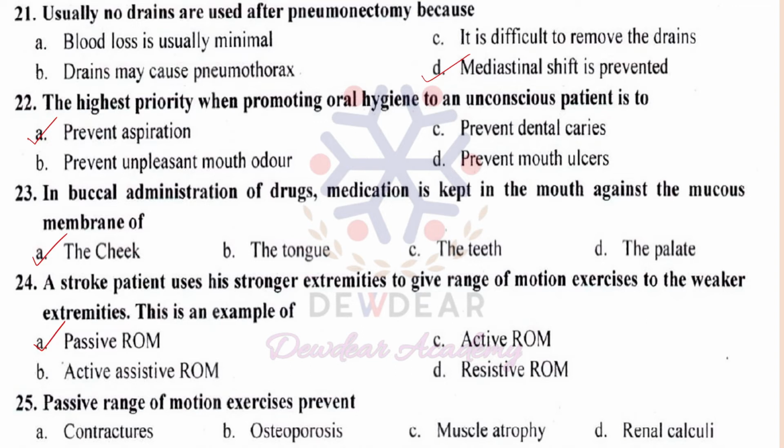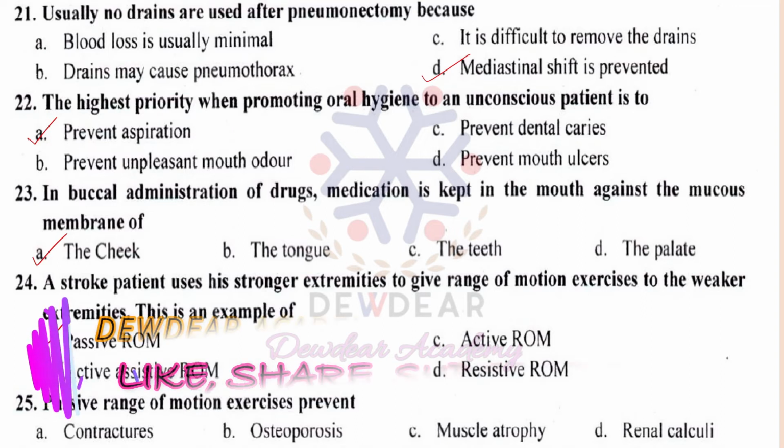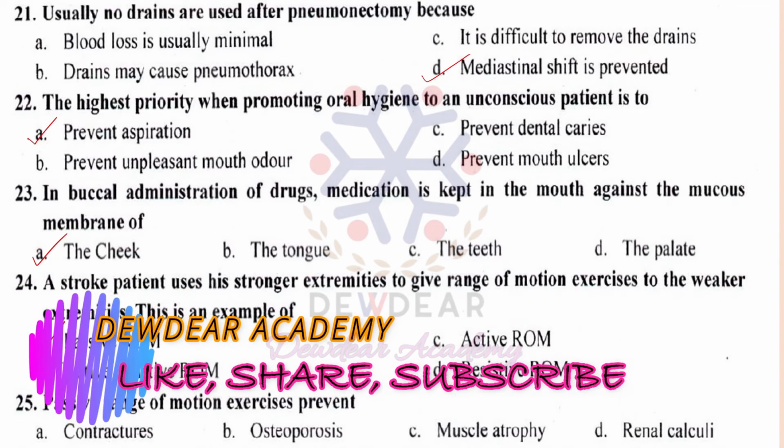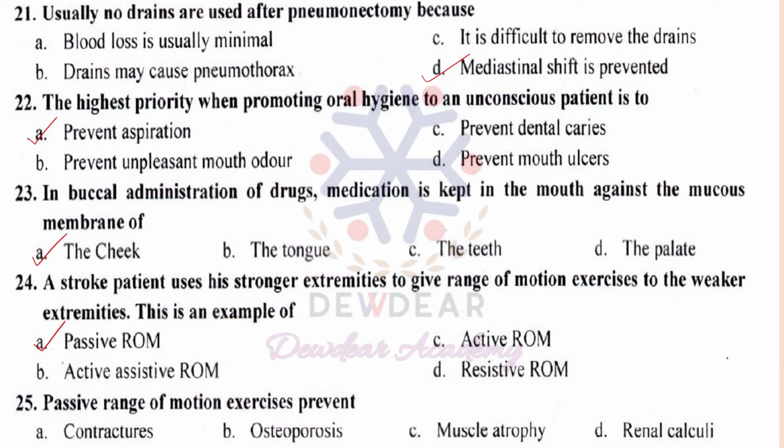Then passive range of motion exercises prevent. Options: contractures, osteoporosis, muscle atrophy, renal calculi. What is the purpose of providing this passive range of motion exercise? Whether it is to prevent the contractures, osteoporosis, muscle atrophy, or renal calculi. The correct answer is to prevent the contractures. Passive range of motion exercises are given in order to prevent the contractures.